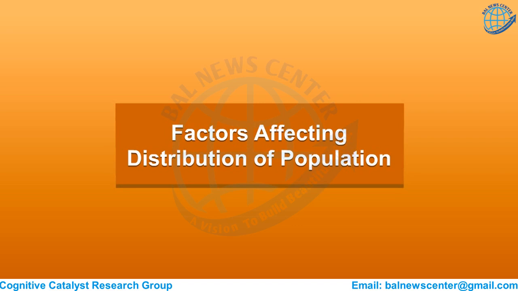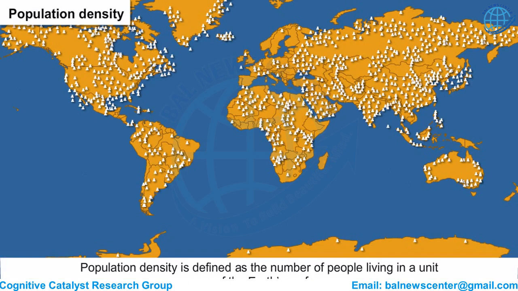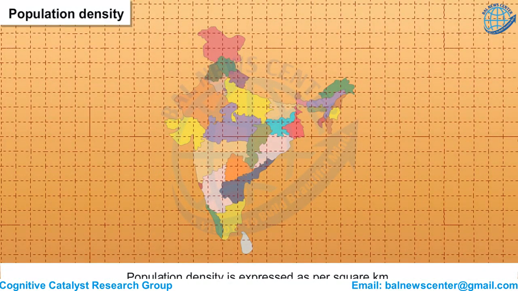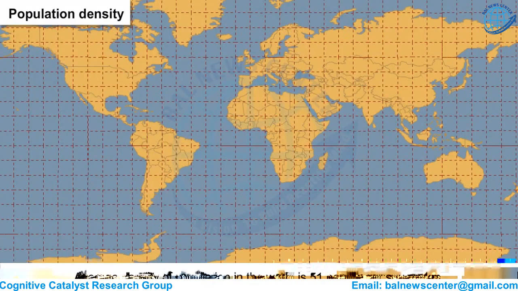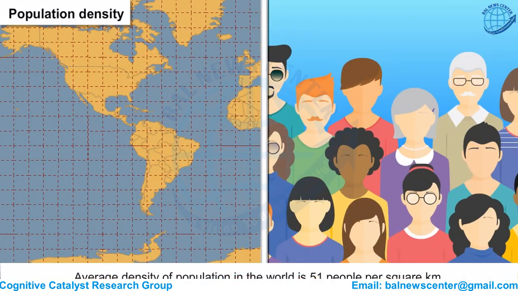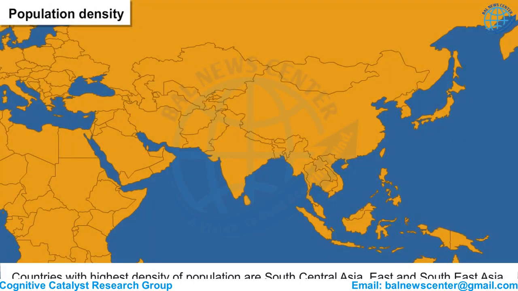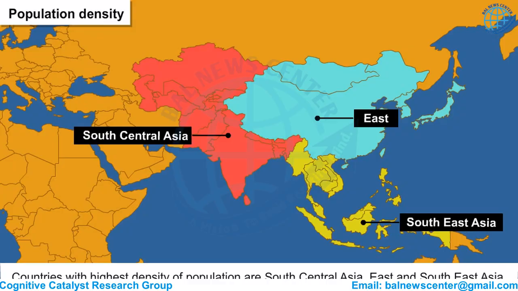Factors affecting distribution of population. Population density is defined as the number of people living in a unit area of the Earth's surface. Population density is expressed per square kilometer. The average density of population in the world is 51 people per square kilometer. The regions with the highest density of population are South Central Asia, East and Southeast Asia.